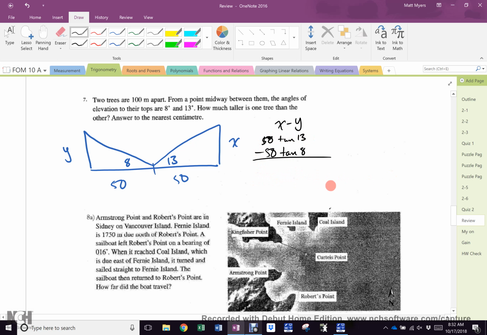Well, let's check. Oops, backwards calculator: 13 tan times 50 minus 8 tan times 50. Oh yeah, 4.516. Now, nearest centimeter. Which decimal there is the centimeter? The 1. What does it become? A 2. 4 meters, 52 centimeters.